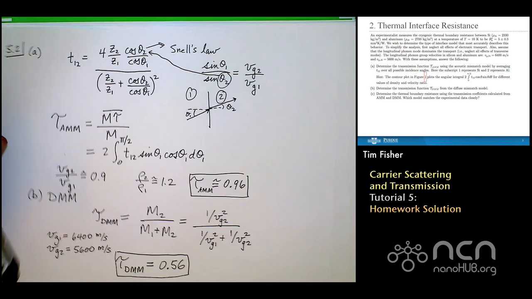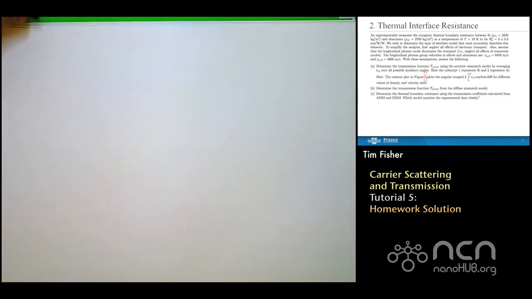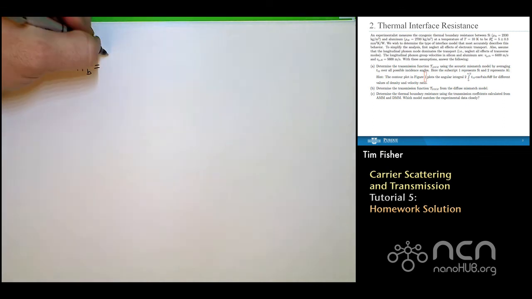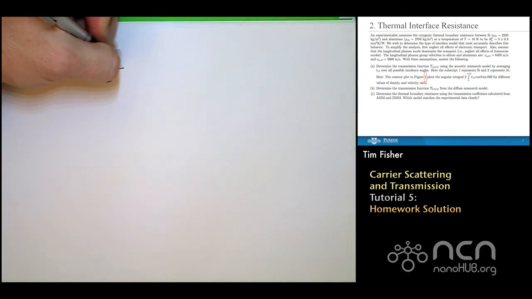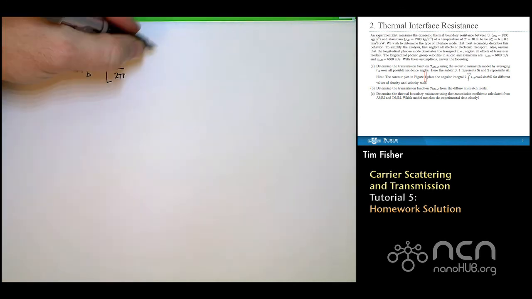All right, now the last thing we have to do, this is part C, is to convert this into a thermal boundary resistance or interface resistance. So here, the area normalized interface resistance will be equal to the inverse of conductance, and we've gone through that enough hopefully by now that at least it looks familiar.